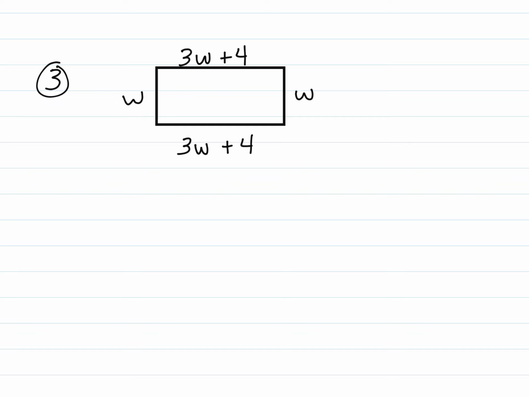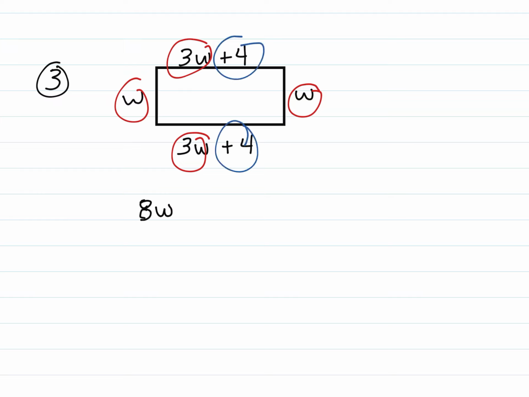Now we're talking about perimeter, so we're going to add all of our sides together. So by adding my sides together, I have 3W, 6W, 7W, and 8W. So down here I'm going to write 8W, and then I also have a 4 and a 4 make 8, so plus 8. And it says that the perimeter is 18.4 centimeters.